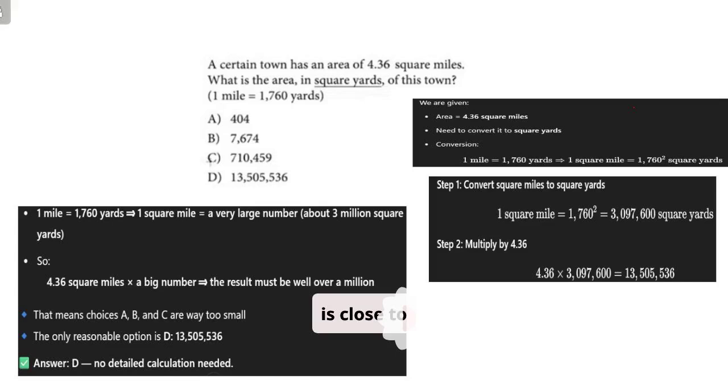1,760 is close to 1,800. So 1 square mile is approximately 1,800 times 1,800 square yards, which is 3,240,000 square yards. The town is about 4 square miles. Multiplying 4 by our estimate of 3,240,000 gives us approximately 12,960,000 square yards. This estimate is close to the exact answer and helps confirm our detailed calculation or narrow down choices.